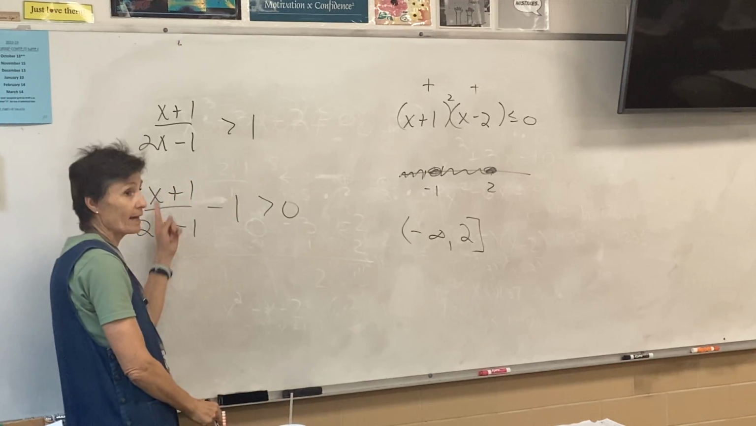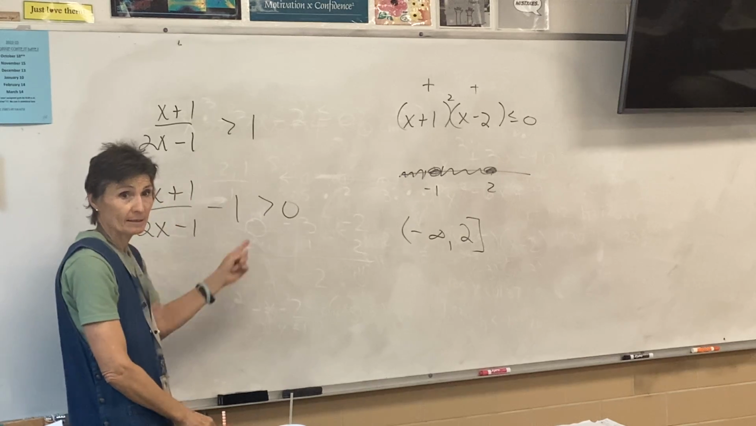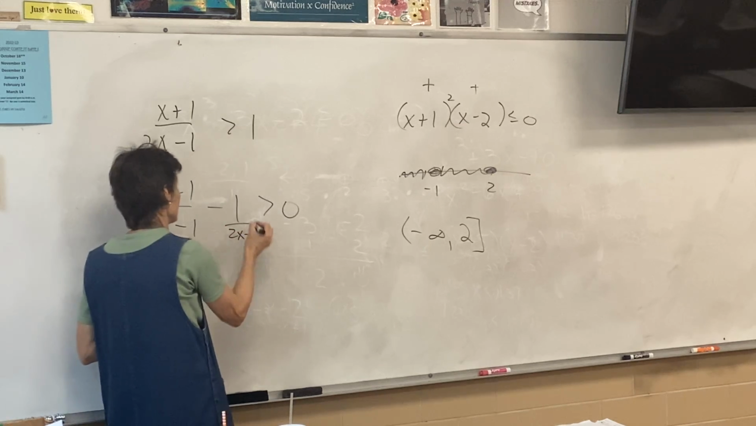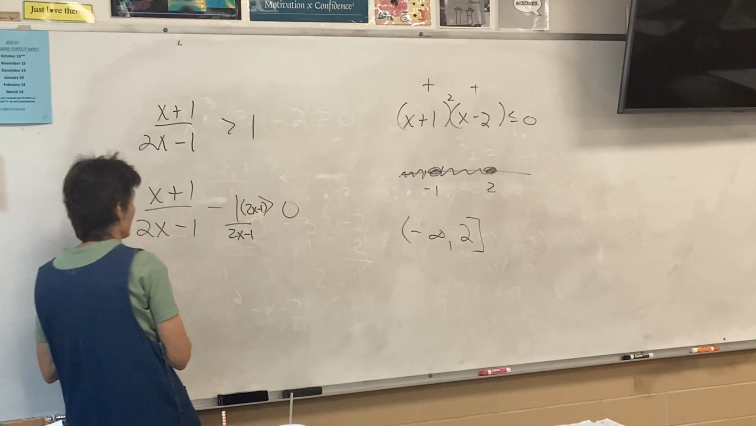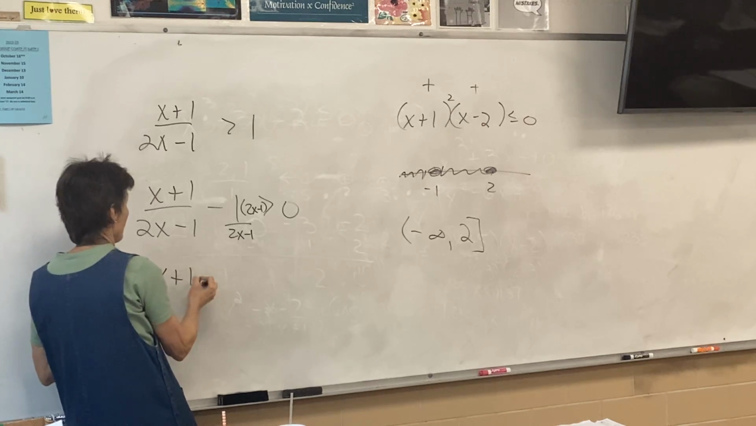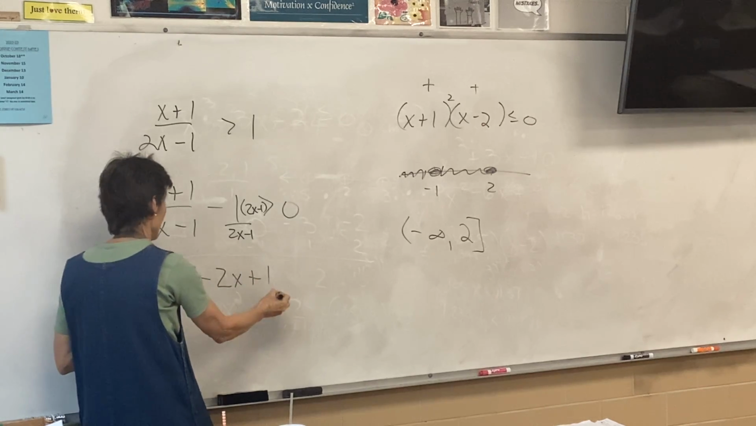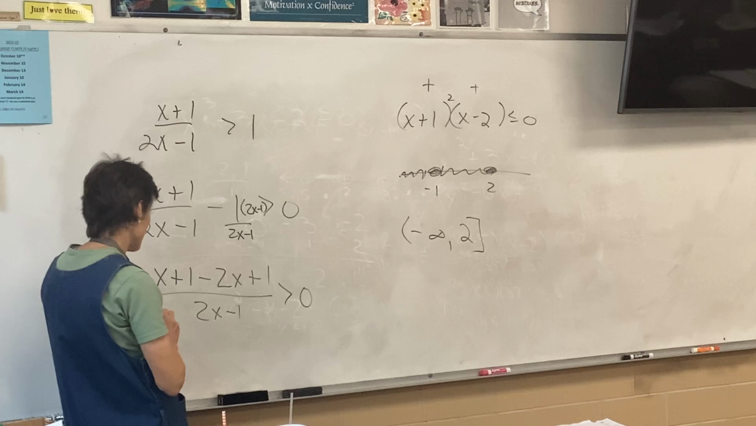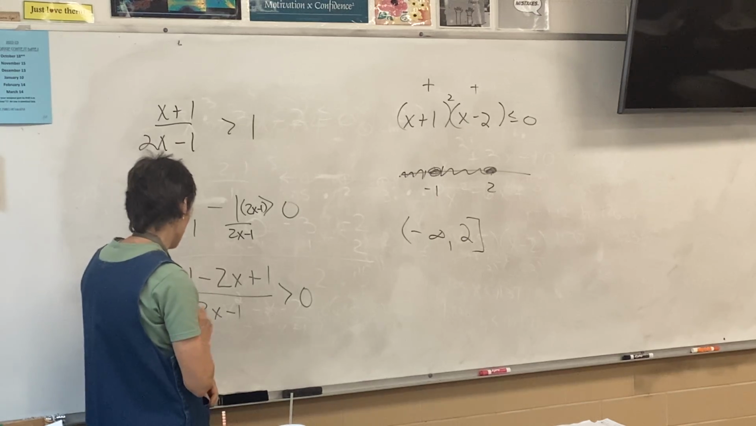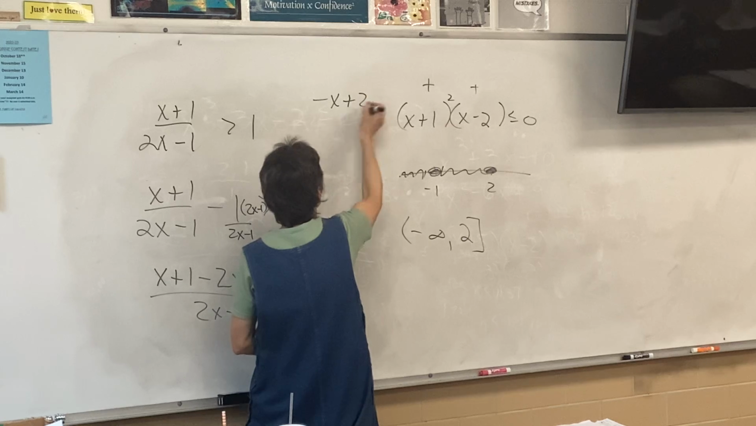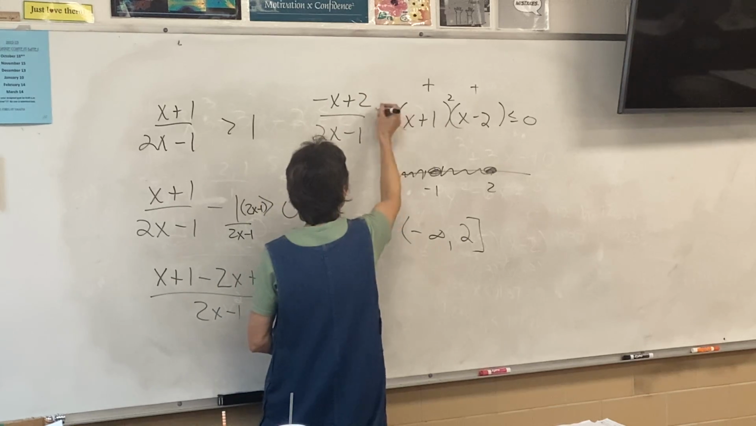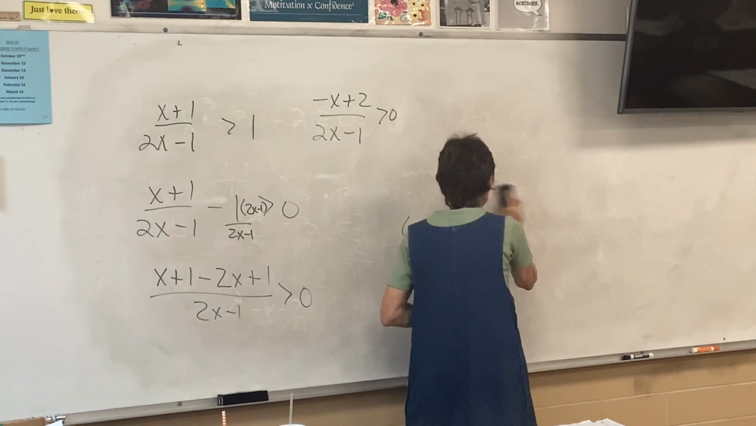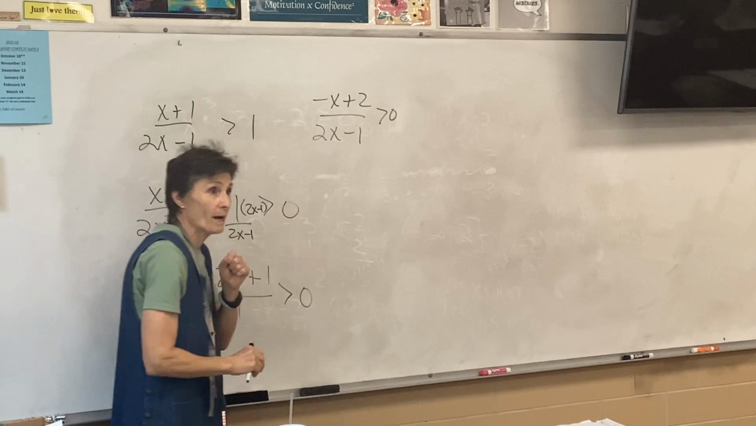So now I'm going to put that together, and how do I put it together? By getting a common denominator, which will be 2x minus 1. So now I've got x plus 1 minus 2x plus 1 over 2x minus 1, which can simplify to negative x plus 2. All right, are we good so far, people? Just some basic arithmetic, getting the problem ready to solve now.